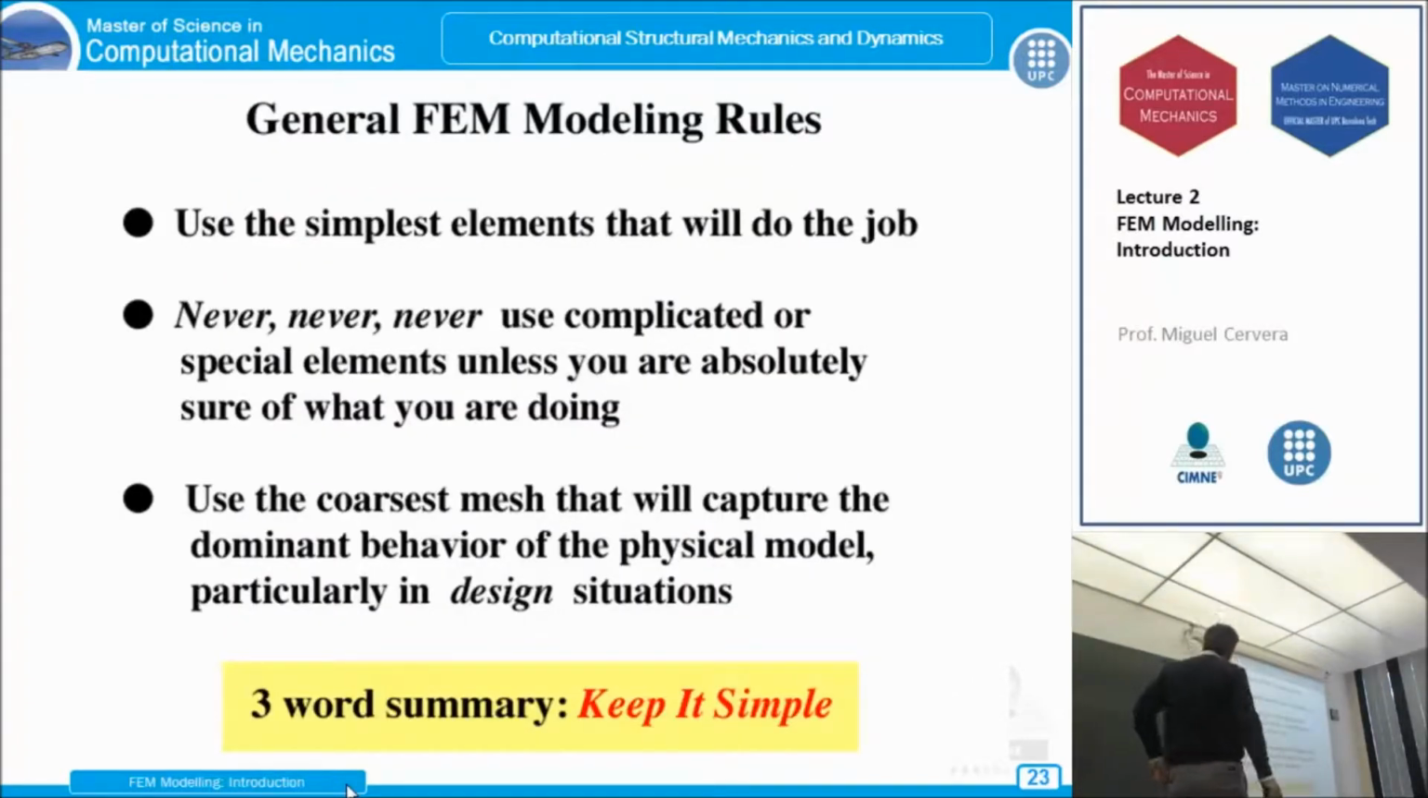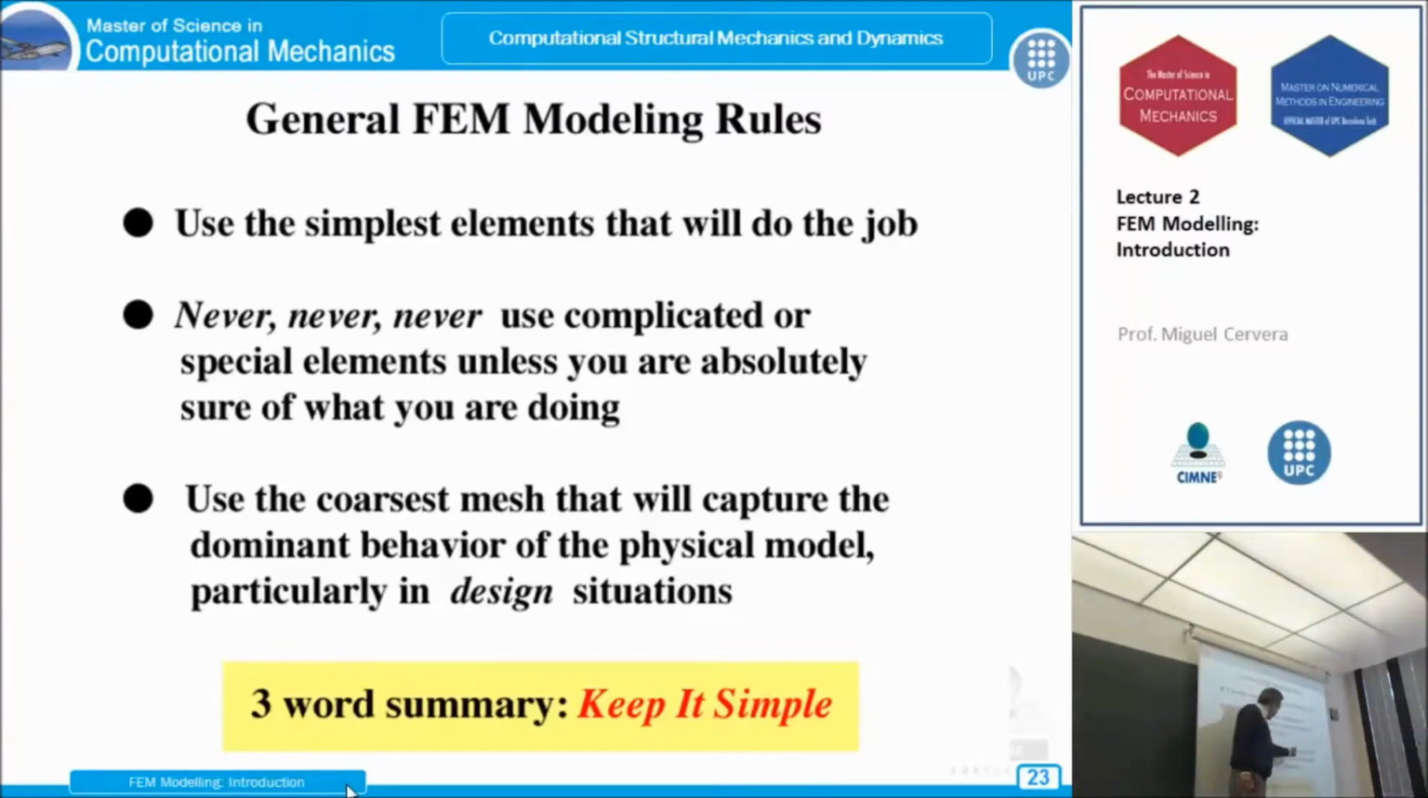Now, some general modeling rules. Because we have different elements, and some of them are very sophisticated, use the simplest element that will do the job. So be sure that you know what the job is, and then use the simplest. Okay? Never, never, never use complicated or special elements unless you are absolutely sure of what you are doing, which is a very, very simple rule. You have this magnificent code with this huge library of elements. Use the simplest until you are sure that you can use something else.